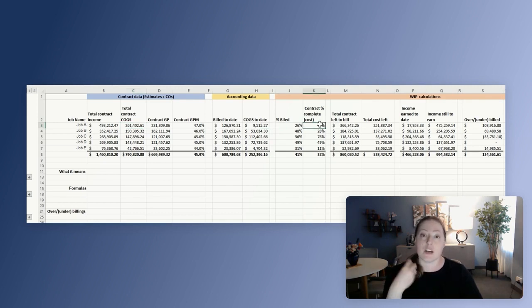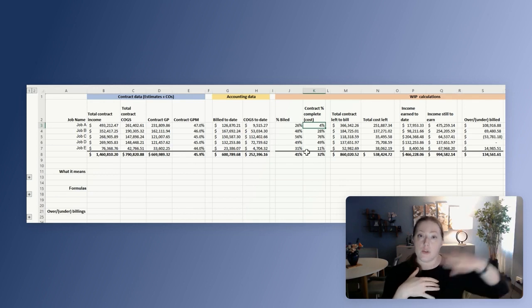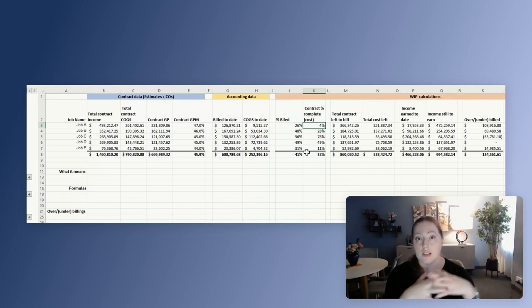Keep in mind that sometimes the contract can actually go above the 100%, especially if you're running really hot in the cost section, meaning that you're going over budget. So that can happen as well.